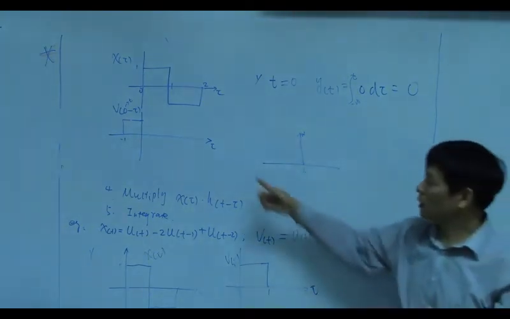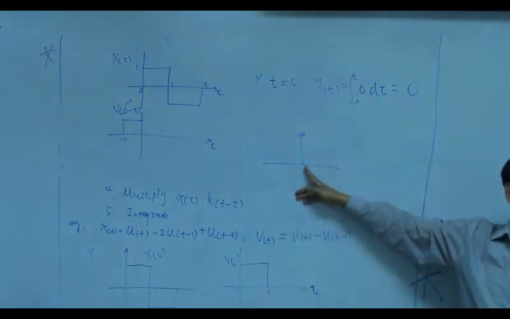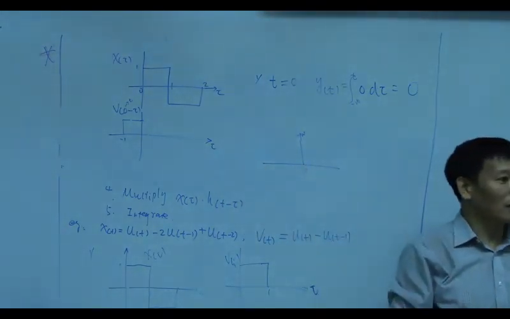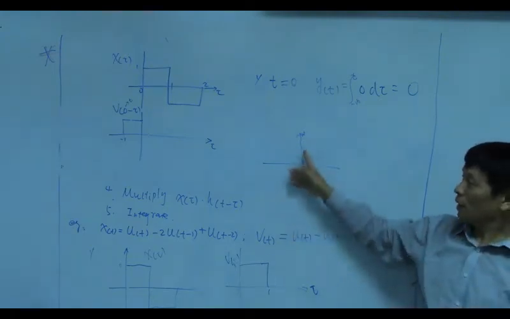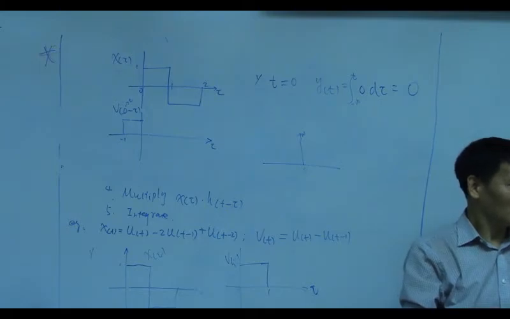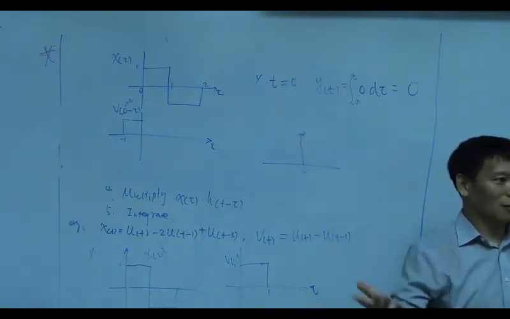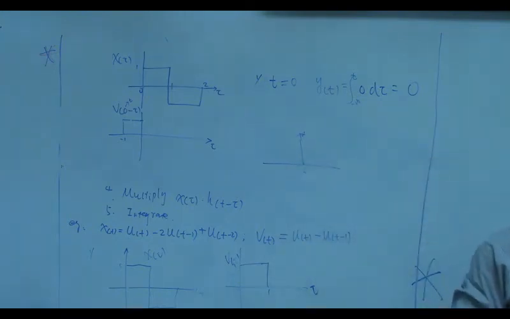Then you do the integration from negative infinity all the way to here. The integration means we find the area, right? What's the area of this line? Nothing, because this rectangle, the height is equal to 1, the width equal to 0, so nothing. So that's why we get this. Is it good?